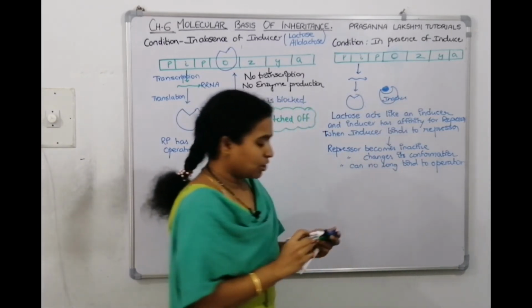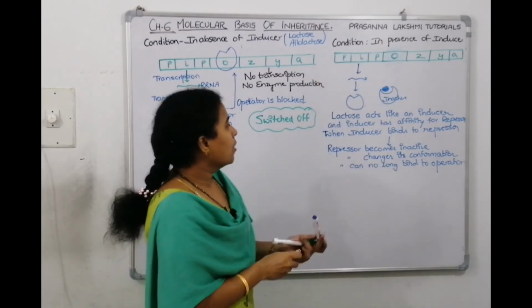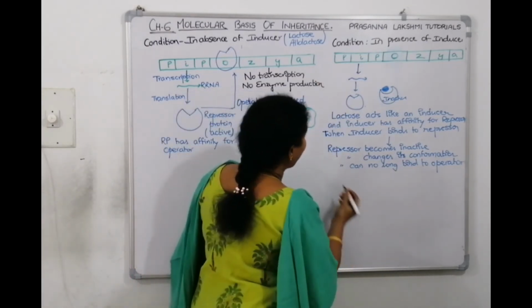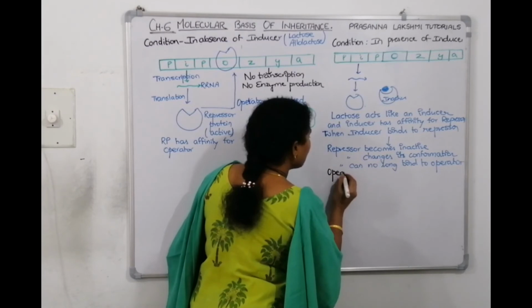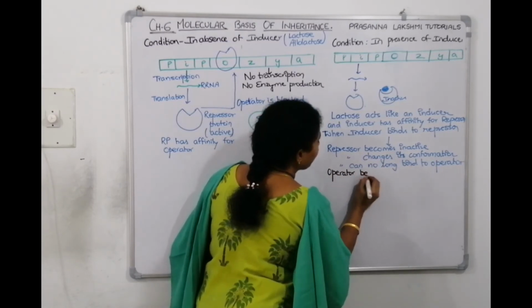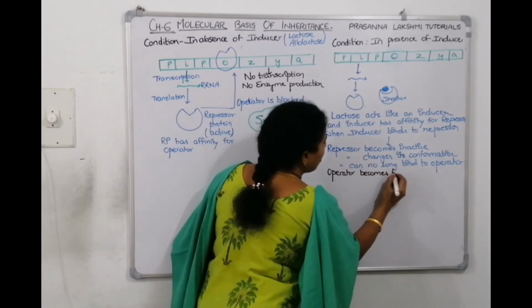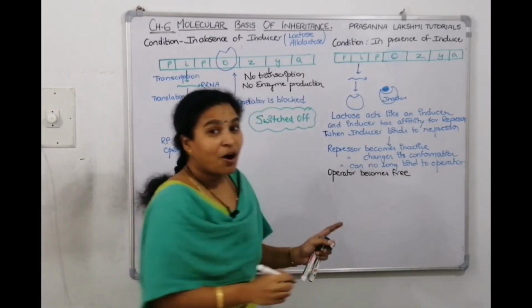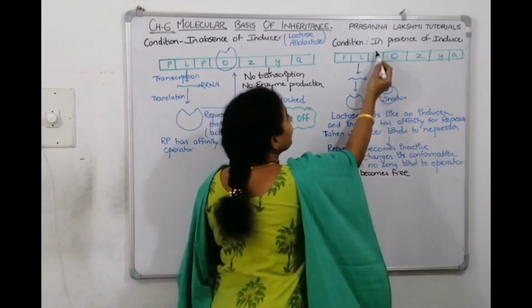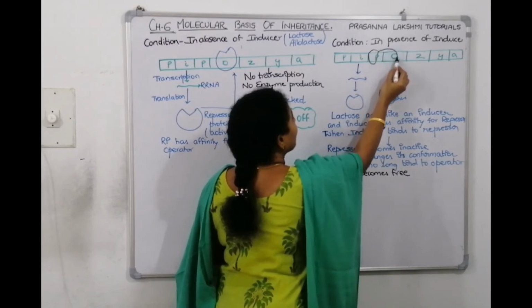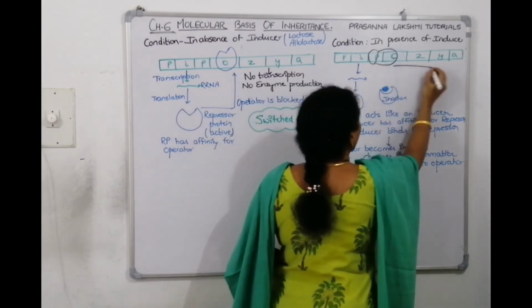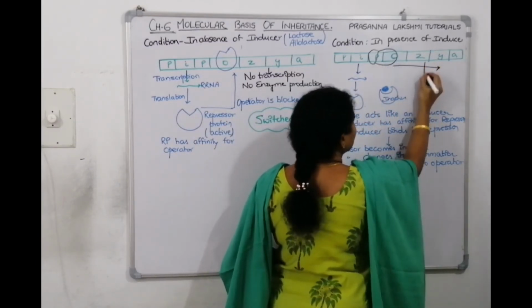Now in such a condition, operator becomes free. See there, operator is free. So when this happens, we are telling that operator becomes free. When the repressor falls down, operator becomes free. When the operator becomes free, then here the RNA polymerase will bind. RNA polymerase can move. It can read the structural genes, right?